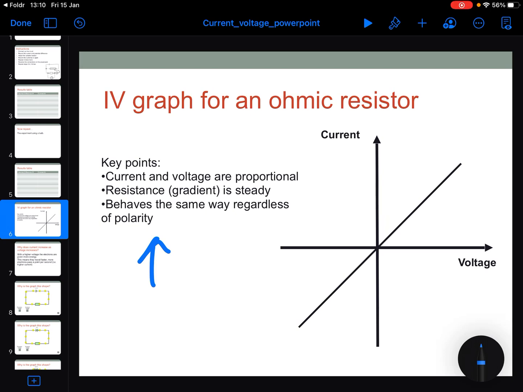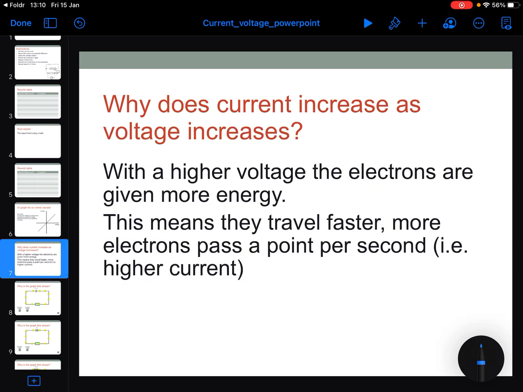Now, what I mean by that is, if you have a resistor and then you switch it over, you turn it round, nothing changes. Other components like diodes, for example, work in one polarity. So if you switch them around, they don't work. But this doesn't make any difference. So the next thing I'd like you to add is why this happens. Why does current increase as voltage increases?